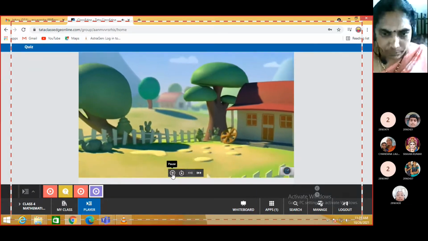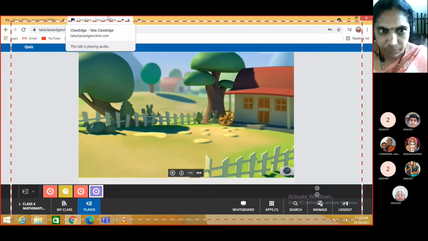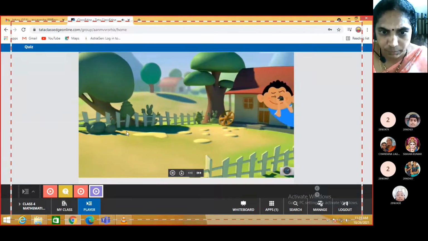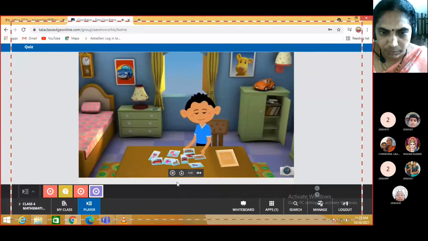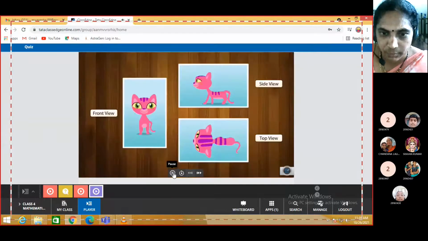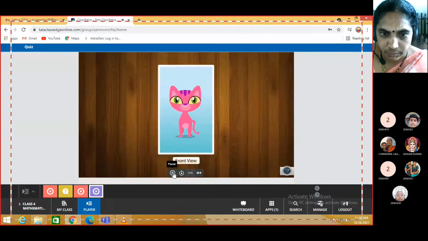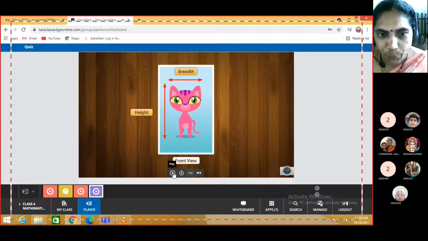Pasha has been clicking a lot of pictures lately with his new camera. Let's take a look at some of the pictures Pasha has clicked. Wow! These are really nice pictures of Catty. This picture is the front view of Catty. It gives us an idea of her height and breadth. Yes, in the front view, the height and breadth of the catty can be seen.